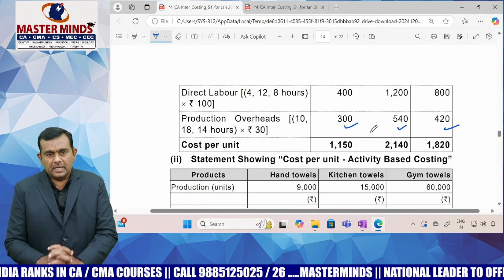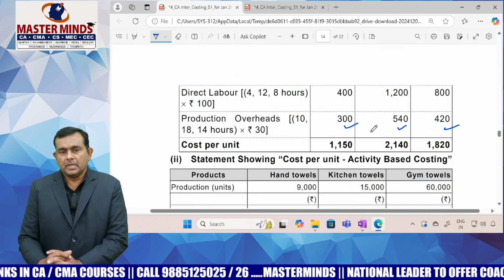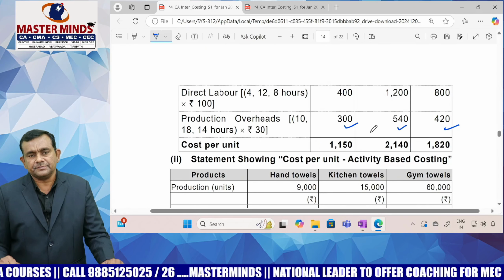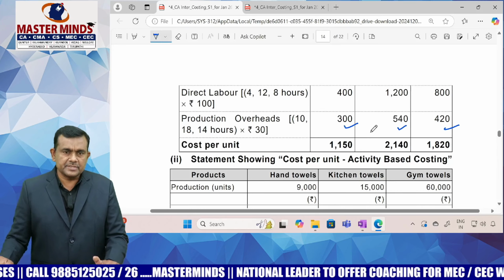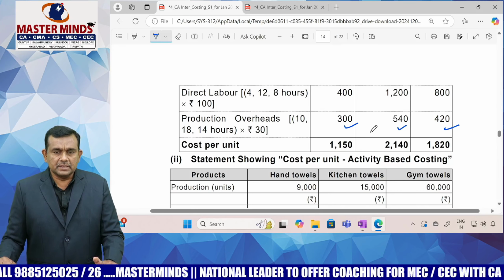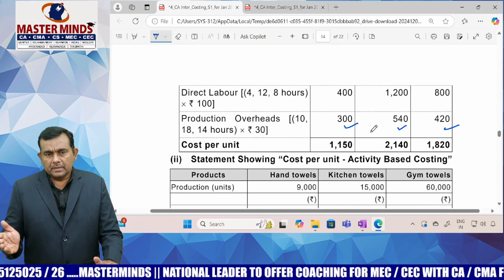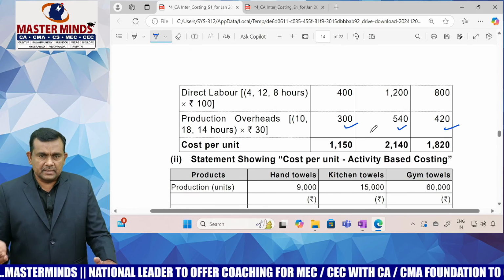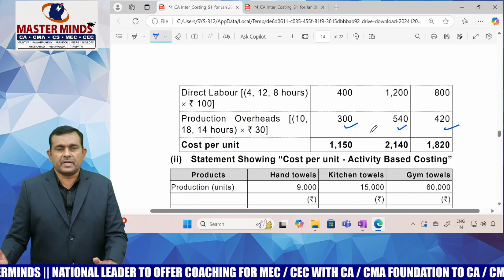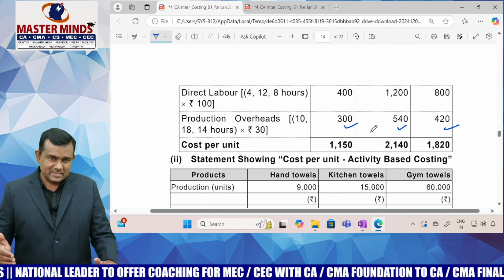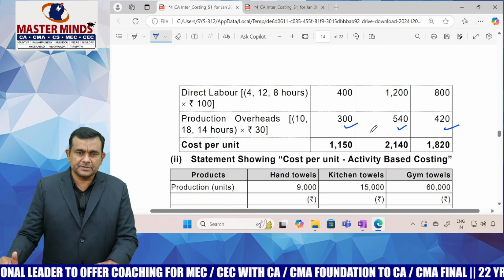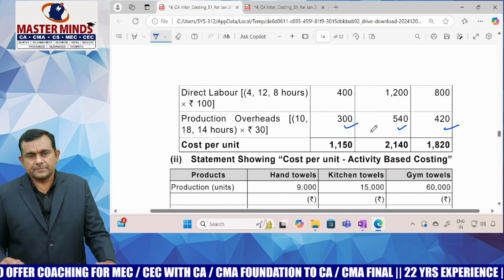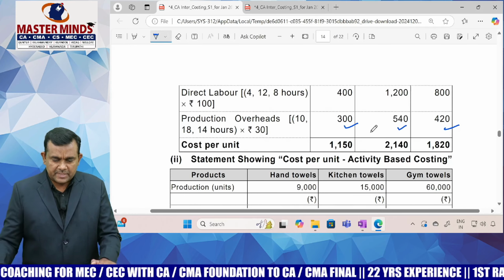Next, ABC. Under the ABC approach, total production overheads can be identified into different major activities. Next, assign the driver name to each cost. Next, collect the cost driver quantity. Next, the cost driver rate. These rates are used to charge the overheads to the products. Then we'll get the total overhead cost. Okay, so that is the ABC approach.